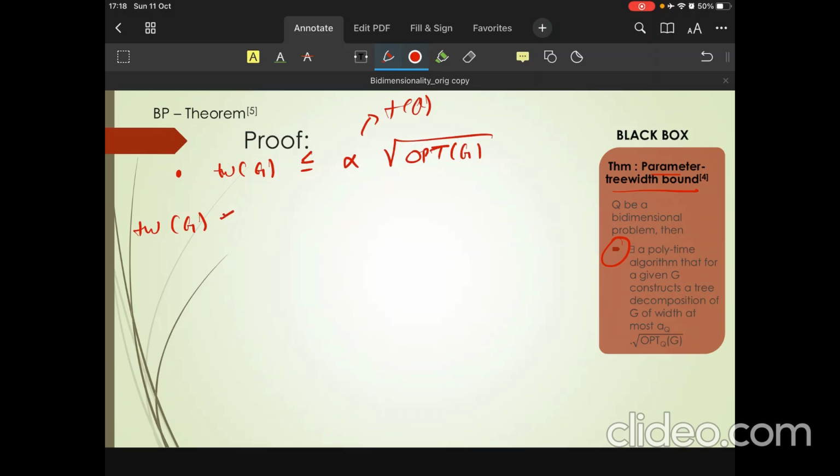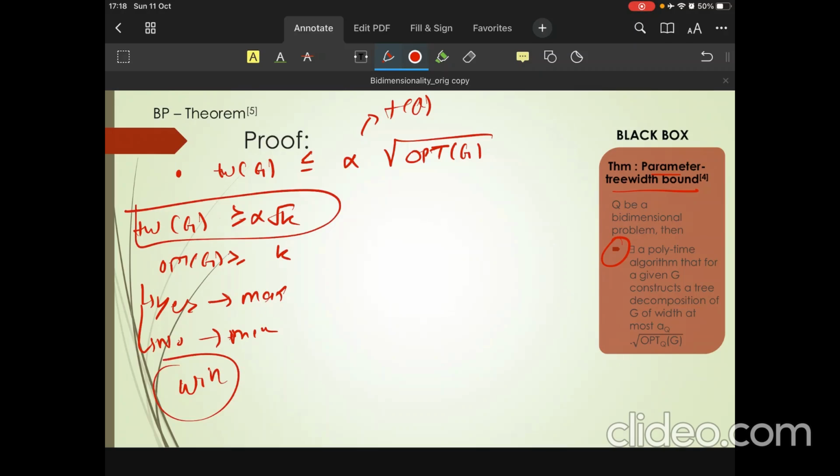So we have this. Consider the first case where the tree width is greater than or equal to alpha times root k. This means the optimal value of G is greater than or equal to k, which means it is a yes instance given a maximization problem, and a no instance given a minimization problem, and we are happy in the first case. So trivially we'll take the second case, which is tree width less than alpha times root k. So I can say that I have a tree decomposition of tree width alpha times root k or less than that.